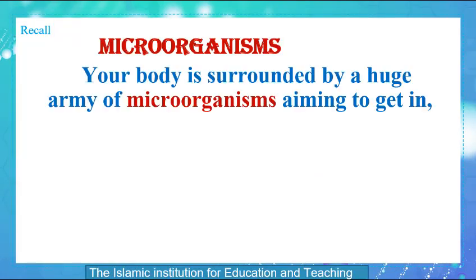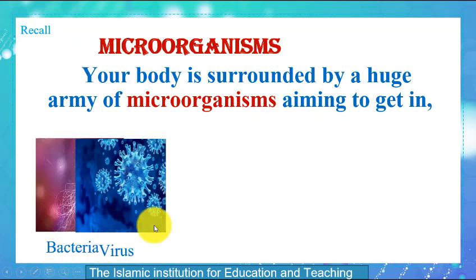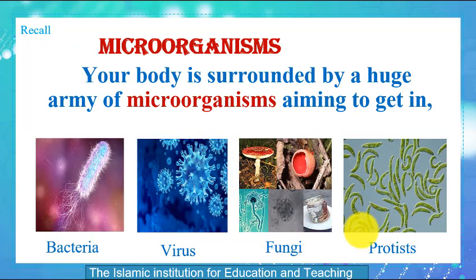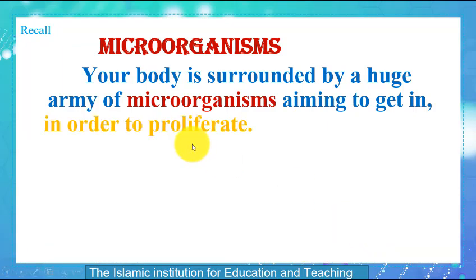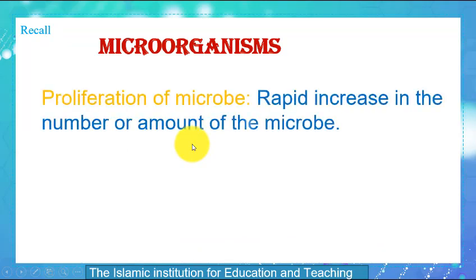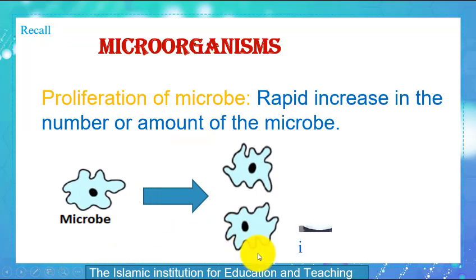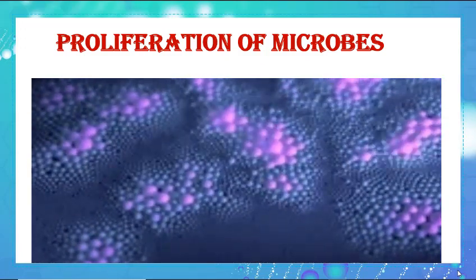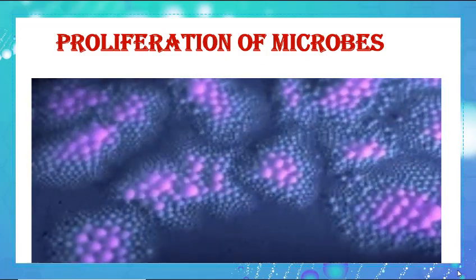In worksheet 1, we talked about microorganisms surrounding our body and aiming to get in, such as bacteria, virus, fungi, and protists, in order to proliferate. But what is proliferation? Proliferation is the rapid increase in the number or amount of the microbe. This video shows the process of proliferation of microbes.